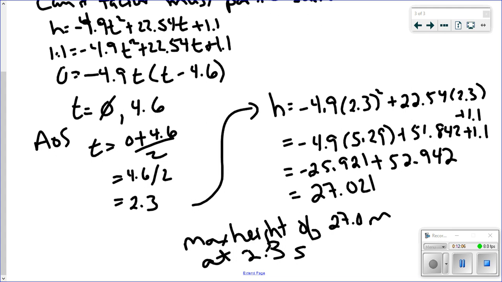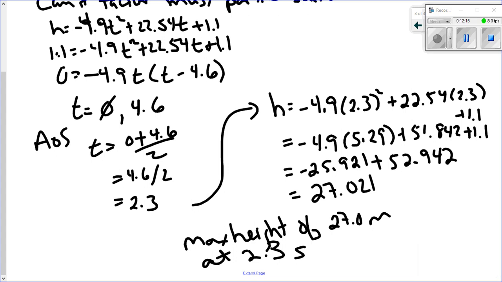All right, there is a handout. The homework is on there. And remember, you're looking for either the vertex or the x-intercept. Once you determine which one you're after, you have the tools to do it.